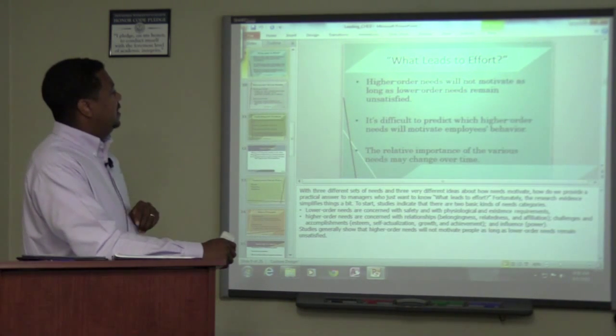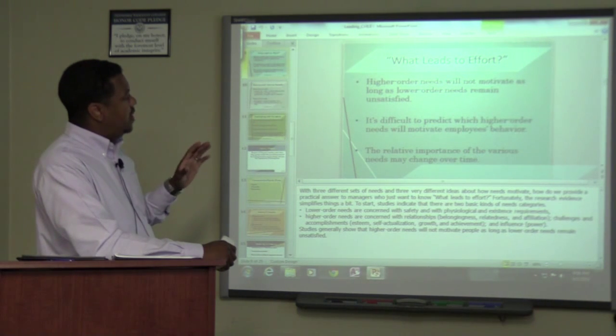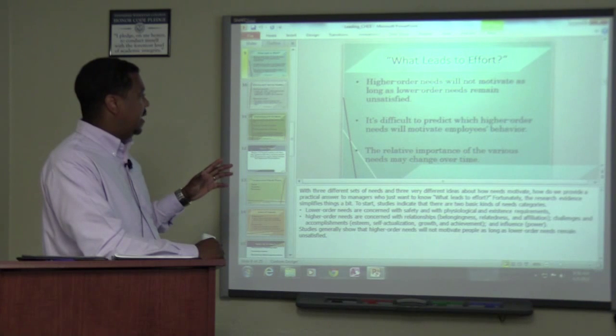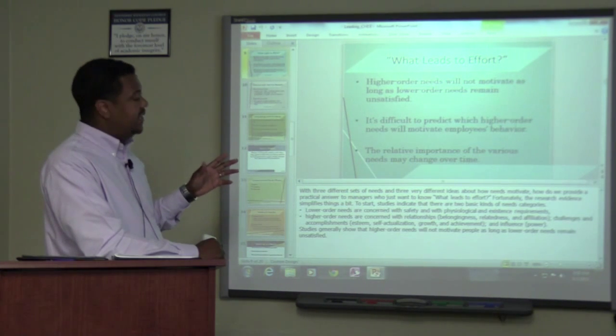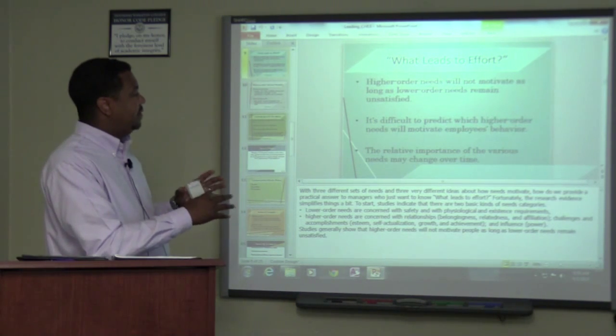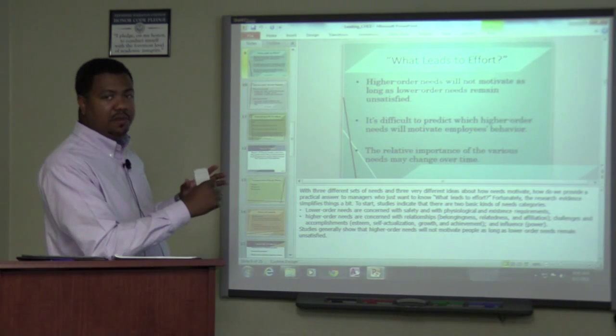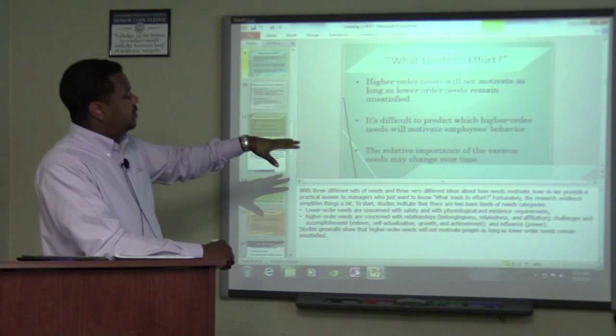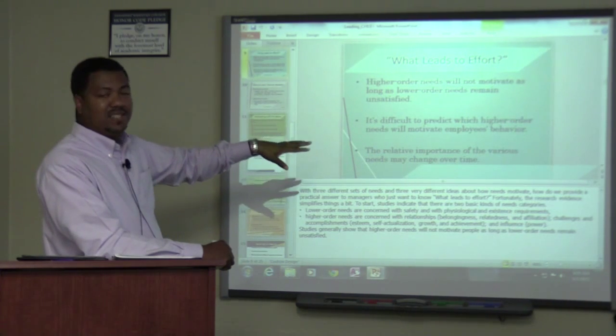All right, so let's look at some things that also deal with motivation and what leads to effort. Higher order needs will not necessarily motivate as long as the lower needs continue to remain unsatisfied. That's what Maslow's hierarchy of needs was basically indicating. So it's difficult to predict which higher order need will motivate employees' behavior. To a certain extent, you really have to cultivate relationships with individuals, your team members, to truly understand what needs are necessary to motivate those individuals. And it's also important to consider that the relative importance of the various needs may change over time.